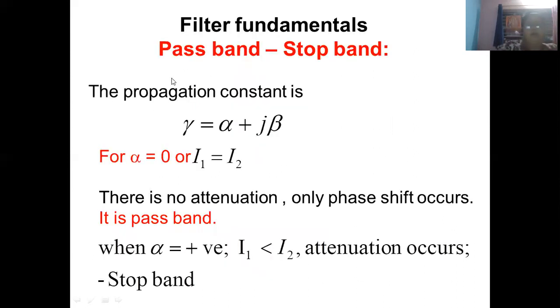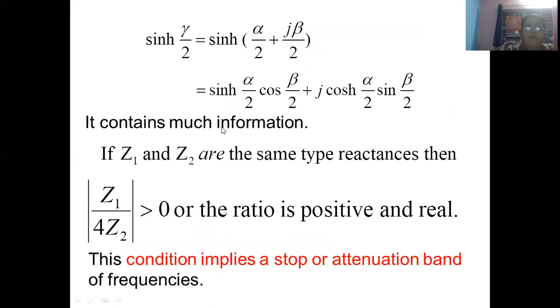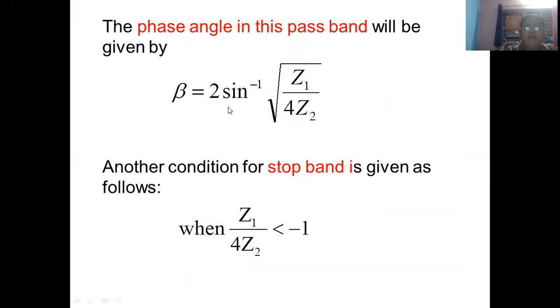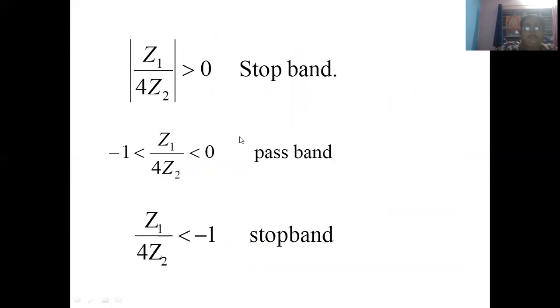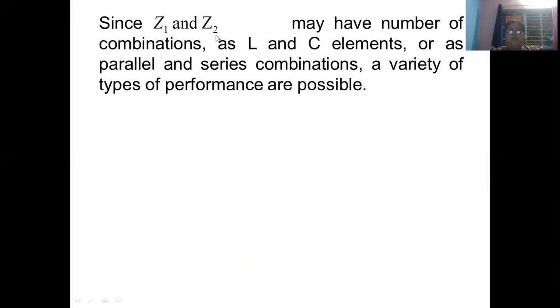Now we have also considered the filter fundamentals for the pass band and stop band. Here we have converted the sinh gamma propagation in terms of Z1 and 4Z2. And this condition implies a stop band or attenuation band. This is the phase angle in the pass band and this is the stop band. These are the conditions of the impedances for stop band and pass band. This is the cutoff frequency, the frequency at which the network changes from pass band to stop band. So this is the condition for the pass band and stop band.